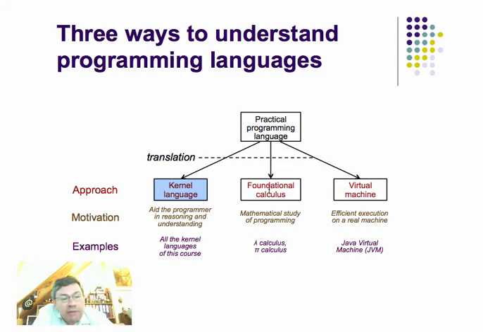So you see the three different approaches. Each of them can be used to define the execution of a real practical programming language. Each of them is actually used. The kernel language approach is the one that's targeted toward programmers. The foundational calculus is toward theoreticians, mathematicians who study programming, and the virtual machine approach toward implementers, compiler writers, and virtual machine implementers. So these are the three approaches, and so now you understand where the kernel language fits in the general set of approaches of how you define programming languages.